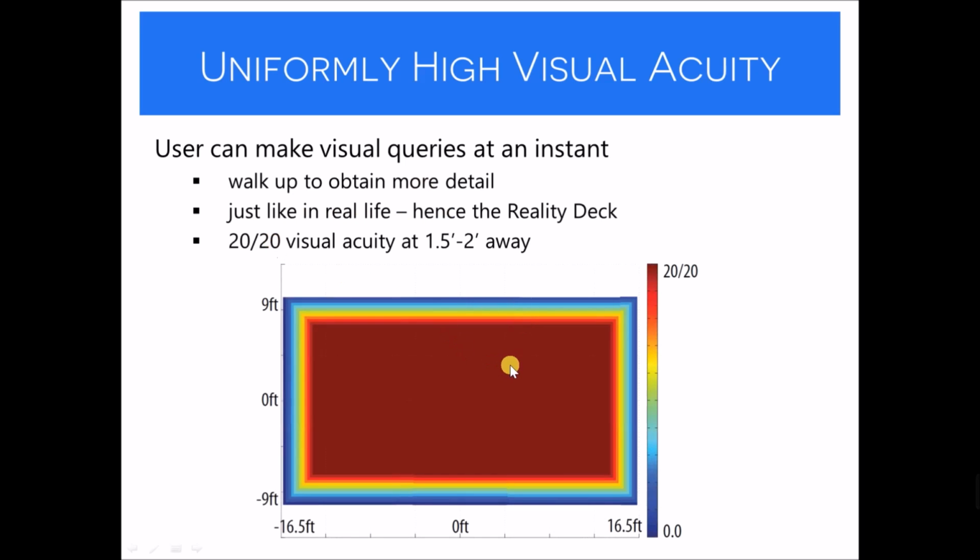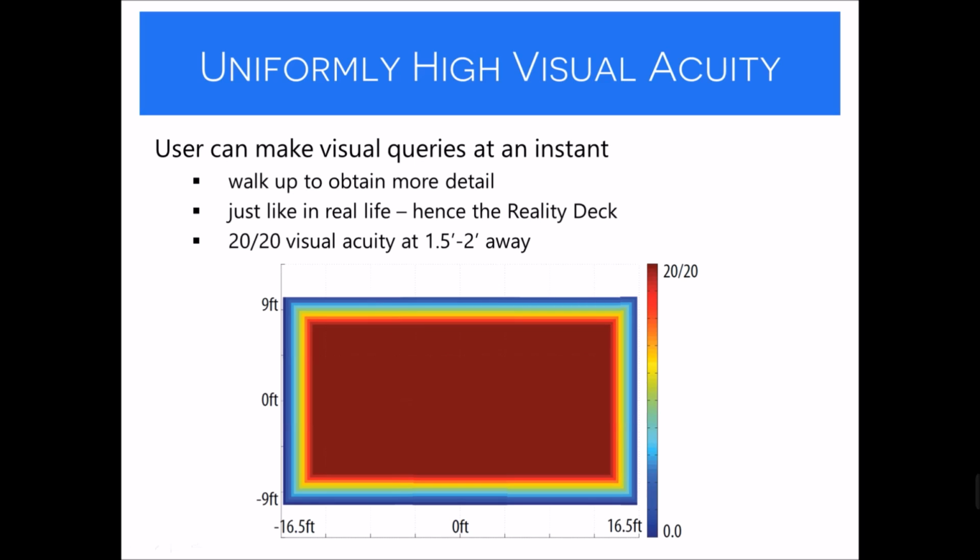So here's the acuity, right? Everywhere here, it's 20/20, as you see it in real life. As you get closer, at 1.5 to 2 feet away, so basically arm's length, you can sort of see the pixels, but if you get further away, you don't see them. It looks like the real thing. You couldn't get any better if you had more pixels. And that's the whole point of this, right?